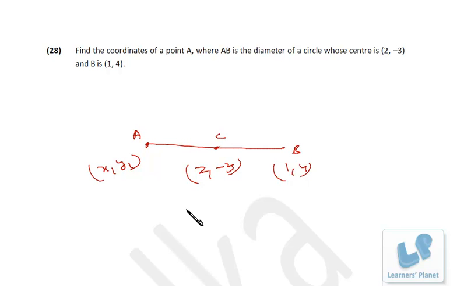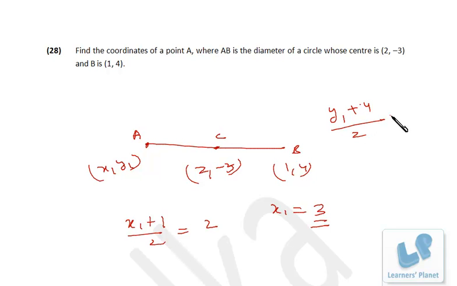Because (x1 + 1) by 2 will be equal to 2, because this is the midpoint. So x1 is equal to 4 minus 1, that is 3. Similarly, (y1 + 4) by 2 is equal to -3. So y1 is equal to -6 minus 4, or we can say y1 is equal to -10. So the coordinates of A will be (3, -10).